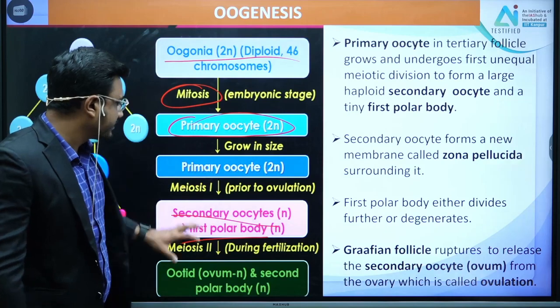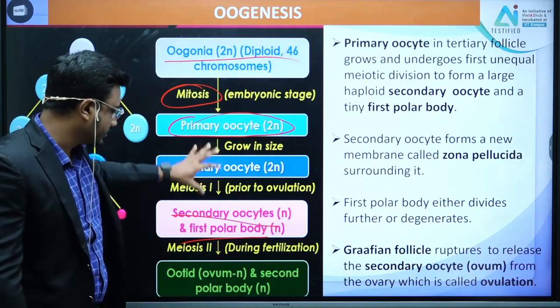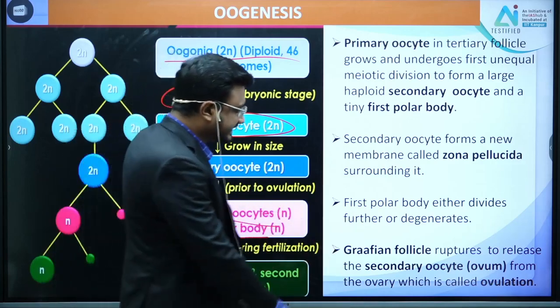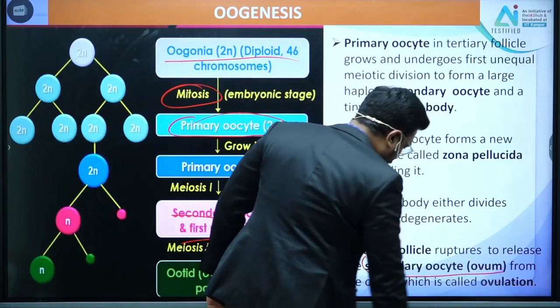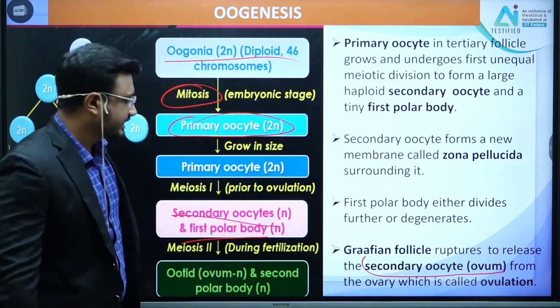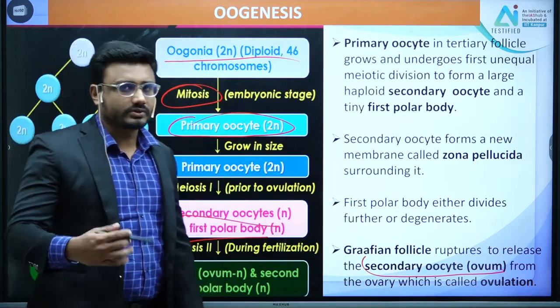After the formation of the secondary oocyte and the first polar body, the Graafian follicle ruptures to release the secondary oocyte, that is the ovum, from the ovary, and this process is known as ovulation. So now let's move on to the next slide.